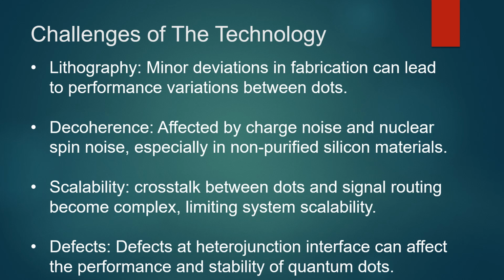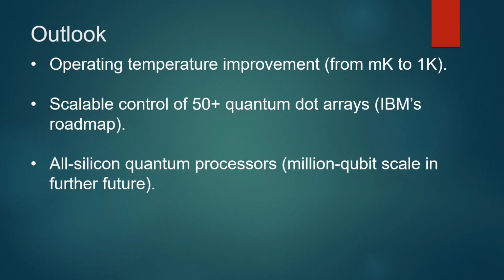the fabrication process. And lastly, as for the outlook of this technology, we should see operating temperature improvement, from millikelvin to around 1 Kelvin, even to 3 Kelvin. And scalable control of more than 50 quantum dots in an array, which is from IBM's roadmap. And for an even greater vision, we might be able to see all-silicon quantum processors, at the scale of millions of qubits.